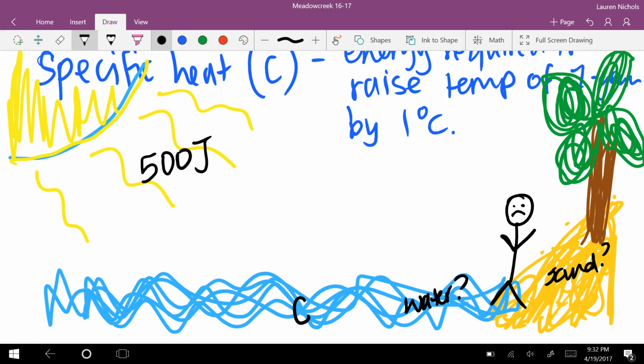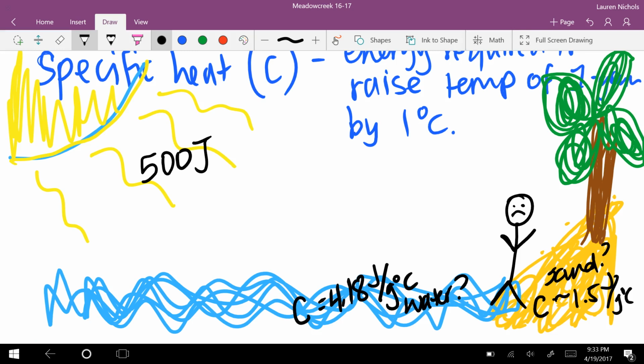Well, water has a specific heat of 4.18 joules per gram degrees Celsius. That means in order to increase the temperature of water by 1 degree, it needs 4.18 joules. But for sand, the specific heat is somewhere around 1.5, I believe, joules per gram degrees Celsius. So that means instead of needing 4 joules to increase the temperature, it only requires like 1.5. So sand is going to increase by a much higher degree. It's going to increase much faster because it requires less energy to heat up.